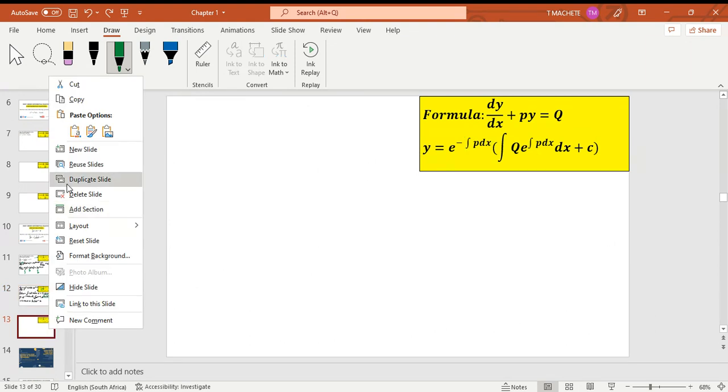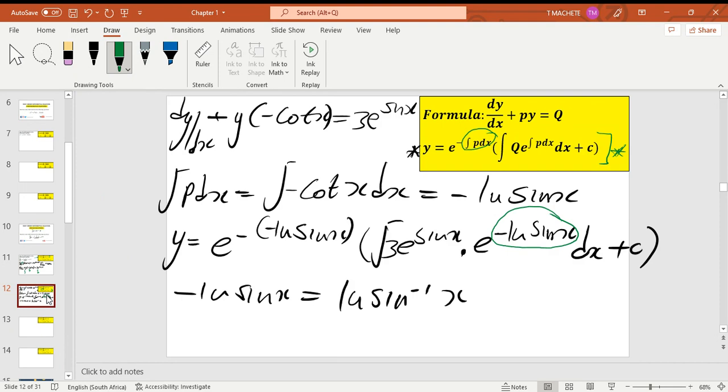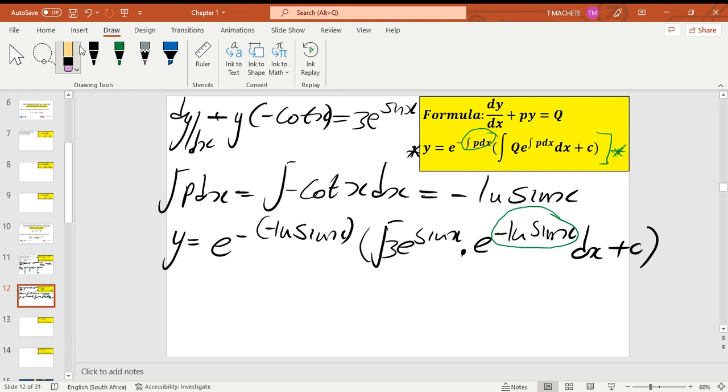Once you get to this point, you can simplify this equation. Let's simplify that. To simplify this, you know that ln and e will always cancel. So you're gonna have sine x there. Whenever you've got e to the power ln, it will cancel, or ln multiplied by e, it will cancel.